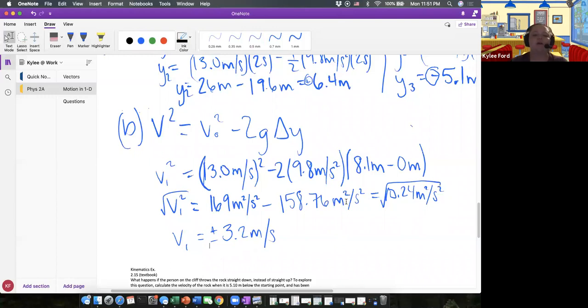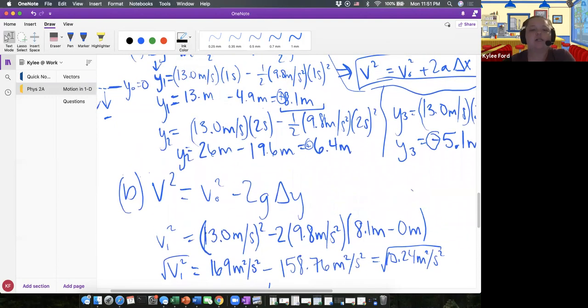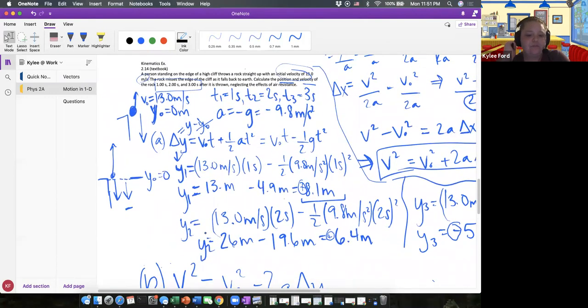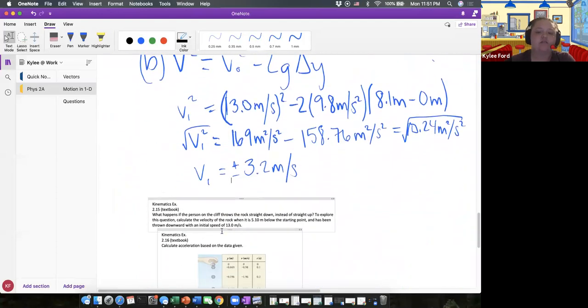And when we take the square root of a number, remember that you get a negative and a positive. So we'll have to make sure that we get the right value. Is it positive or is it negative? That is going to be looking at our diagram. As we look here, we can see that our velocity is in the positive direction, so we will take the positive here.